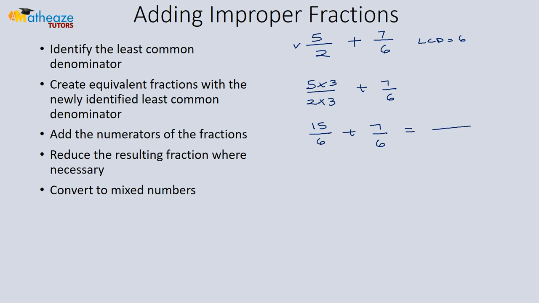So now we have common denominator or like denominators, so we can easily add the numerators. So this is going to give us 22 over 6. These are even numbers, so we can safely divide by 2. Divide by 2. So this is going to give us 11 over 3. And like I showed you earlier, 11 divided by 3 is going to go 3 times. We have 9. The remainder is 2. So this is going to give us 3 2/3.